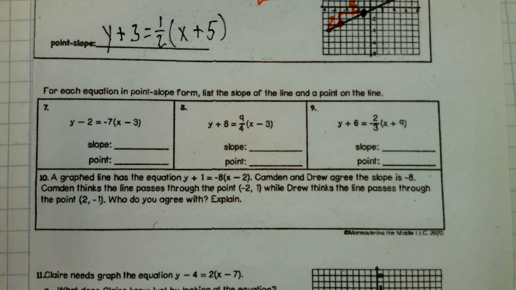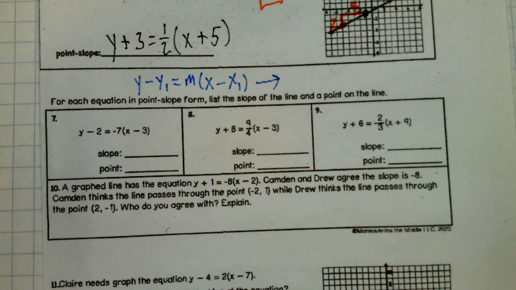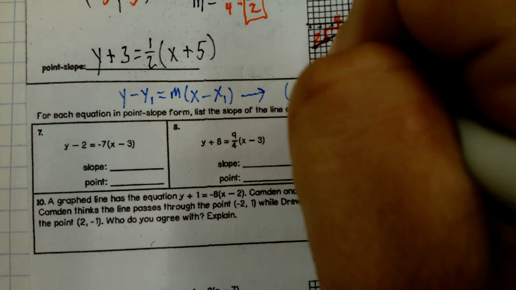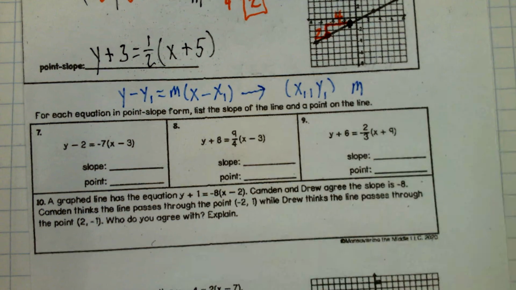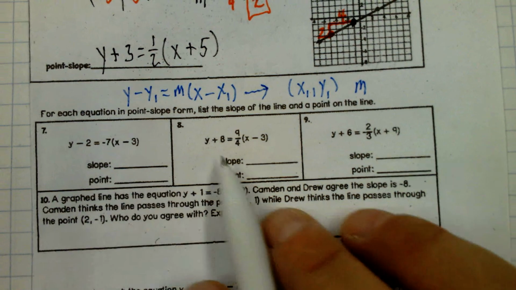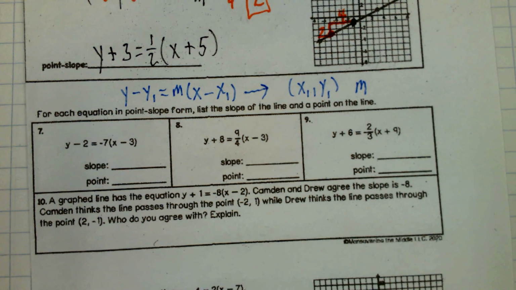Okay, so our goal today is to take an equation that's in point slope form. Write this down, please. And extract the point, in this case, x1, y1, and also the slope. So we're going to work backwards. It's the reverse of what we did yesterday. We're going to have an equation already completed like these, and we want to figure out the point and the slope. Okay? So let's begin.